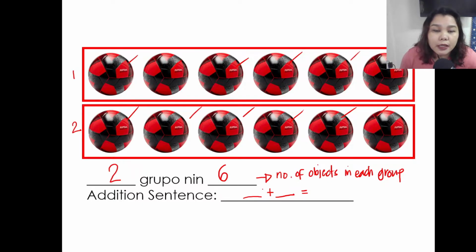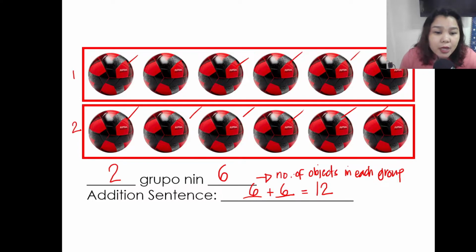Okay, look at the first group. Ilang balls ang nandyan? We have 6 plus another 6. Okay, so yan. And then, if you're going to count them all, we have 12. So, duwang grupo ng 6, it means 6 plus 6. Ibig sabihin, dalawang ulit na 6. So, 6 plus 6 equals 12.